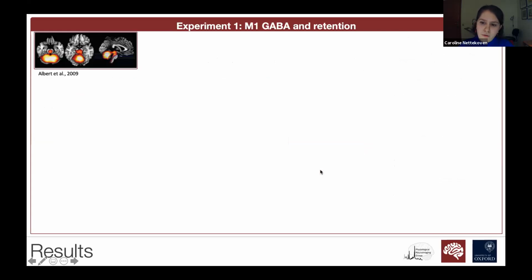Now, what we wanted to check first, because it's a slightly unusual adaptation paradigm, was to see whether we're actually driving changes in the brain that are known to occur in response to adaptation. So specifically, we set out to replicate this paper by Albert and colleagues, where they show that after adaptation, but not after control, the functional connectivity of a cerebellar network is increased.